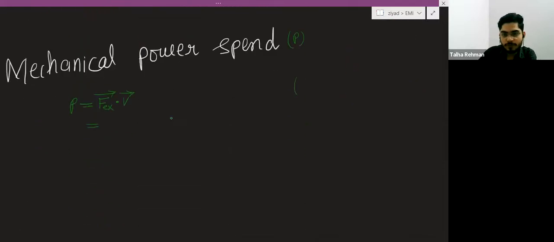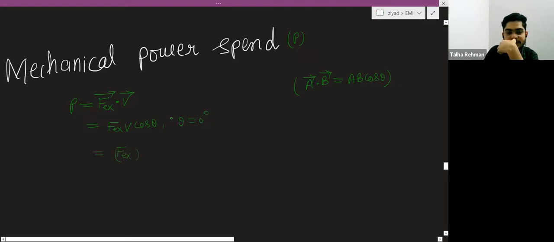So for the dot product of two vectors, we can write magnitude of A, magnitude of B, and cos of theta. When you open this dot product, you will get F external into velocity into cos theta. Theta is equal to 0 degree, so cos 0 is equal to 1. So your answer will be F external into velocity.